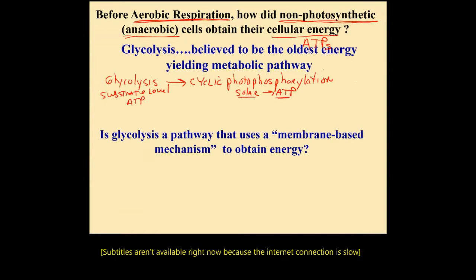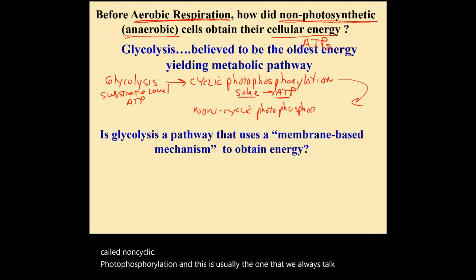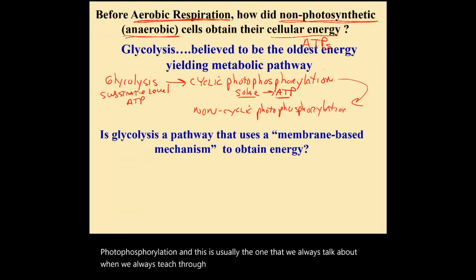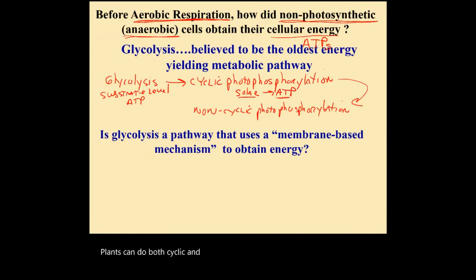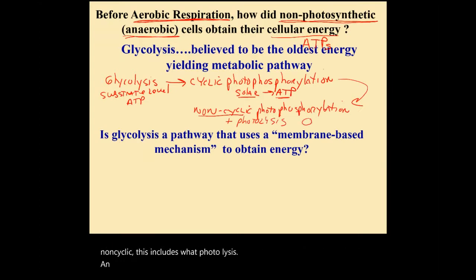And then after cyclic photophosphorylation, we have what's called non-cyclic photophosphorylation. And this is usually the one that we always talk about and that we always teach through biology. Even though plants can actually still do both, cyclic and non-cyclic photophosphorylation, when you do non-cyclic, this includes what? Photolysis. And photolysis generates oxygen gas as a waste product.